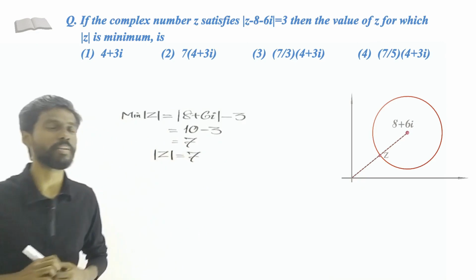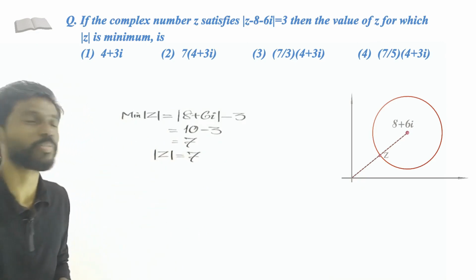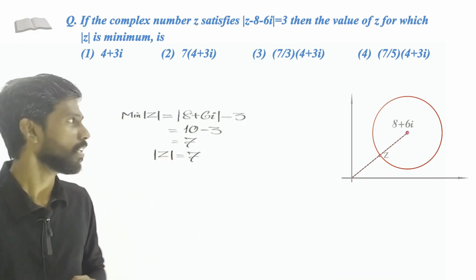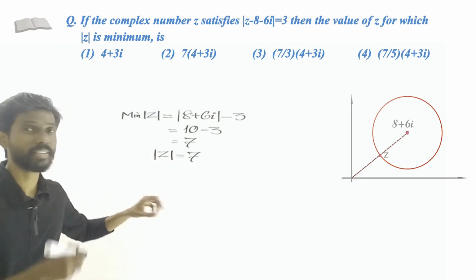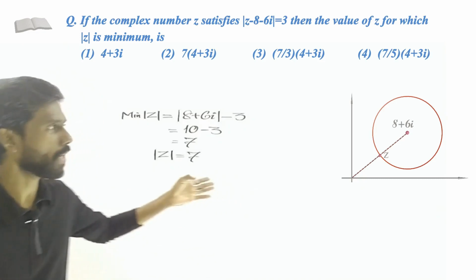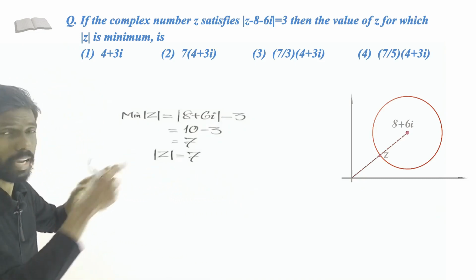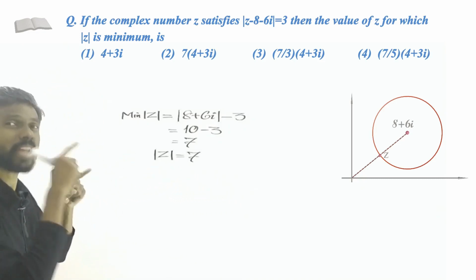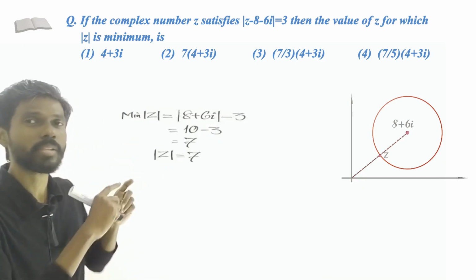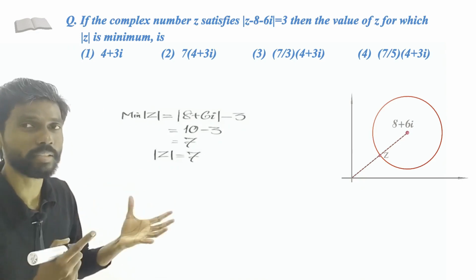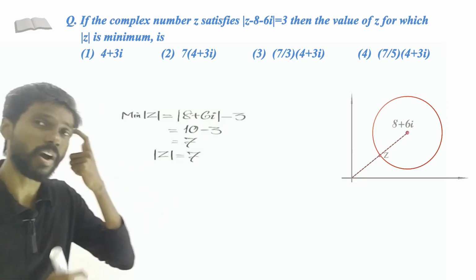But that is not enough, right? We want to find that complex number also. How to find that complex number? We only know the modulus; from that, we have to find the complex number. We can do it by two methods. One is, it lies on the same line as the center. If you join origin to that complex number or origin to that center, they are the same line, right? That means they'll have the same argument. So you can use the argument to find it.